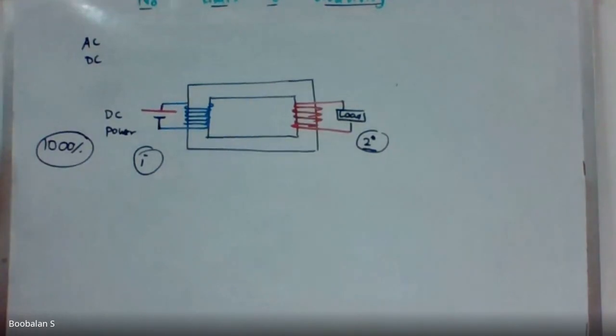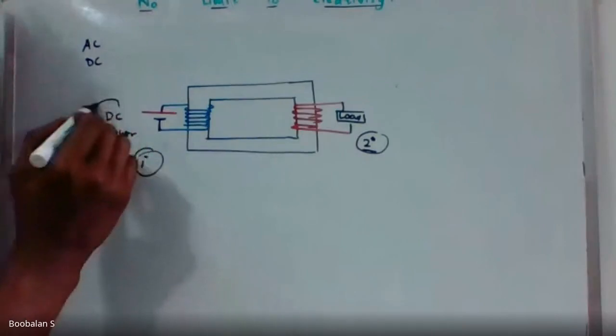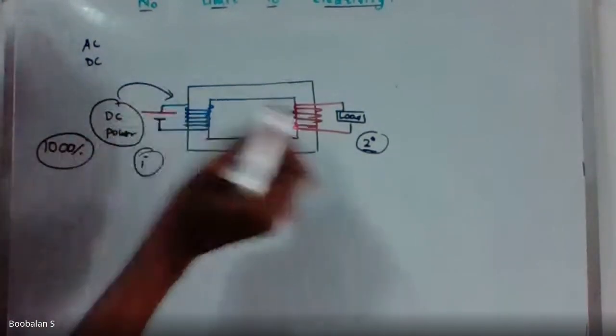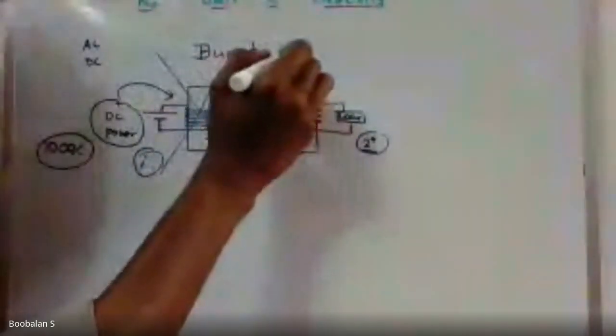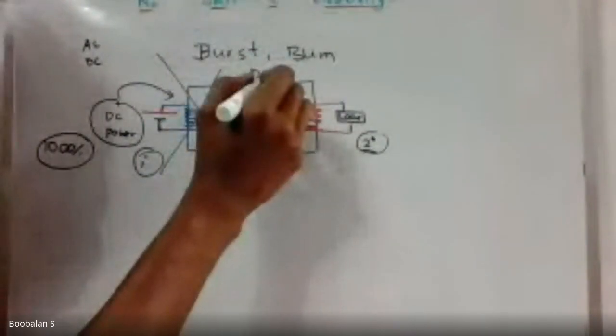So we'll see how it is going to happen. Simply this is the answer. Thank you Jayakrishna. Whenever I apply DC power to any winding, it will either burst, or burn, or sometimes there will be so much heat that it blasts out.